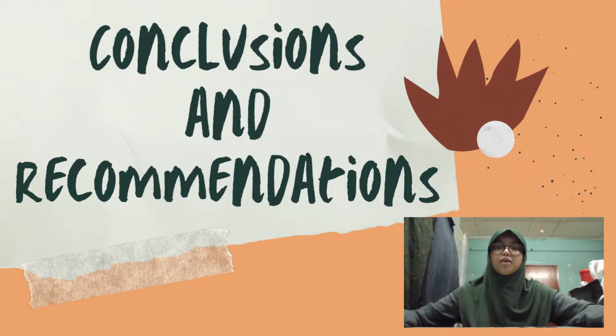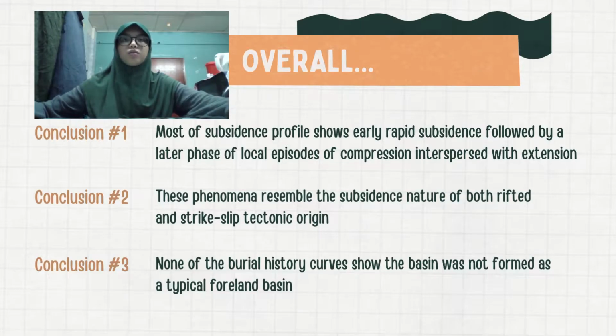Now we will look into what can be concluded from this study and also what recommendations can be made to further improve this study. So overall, from the 9 wells, all of them have a subsidence profile which shows initial rapid subsidence followed by a slower and gradual thermal subsidence towards the end, and these phenomena resemble the subsidence nature of both rifted and strike-slip tectonic origin. None of the wells show that the basin was formed as a typical foreland basin. Therefore, this basin is not a foreland basin.